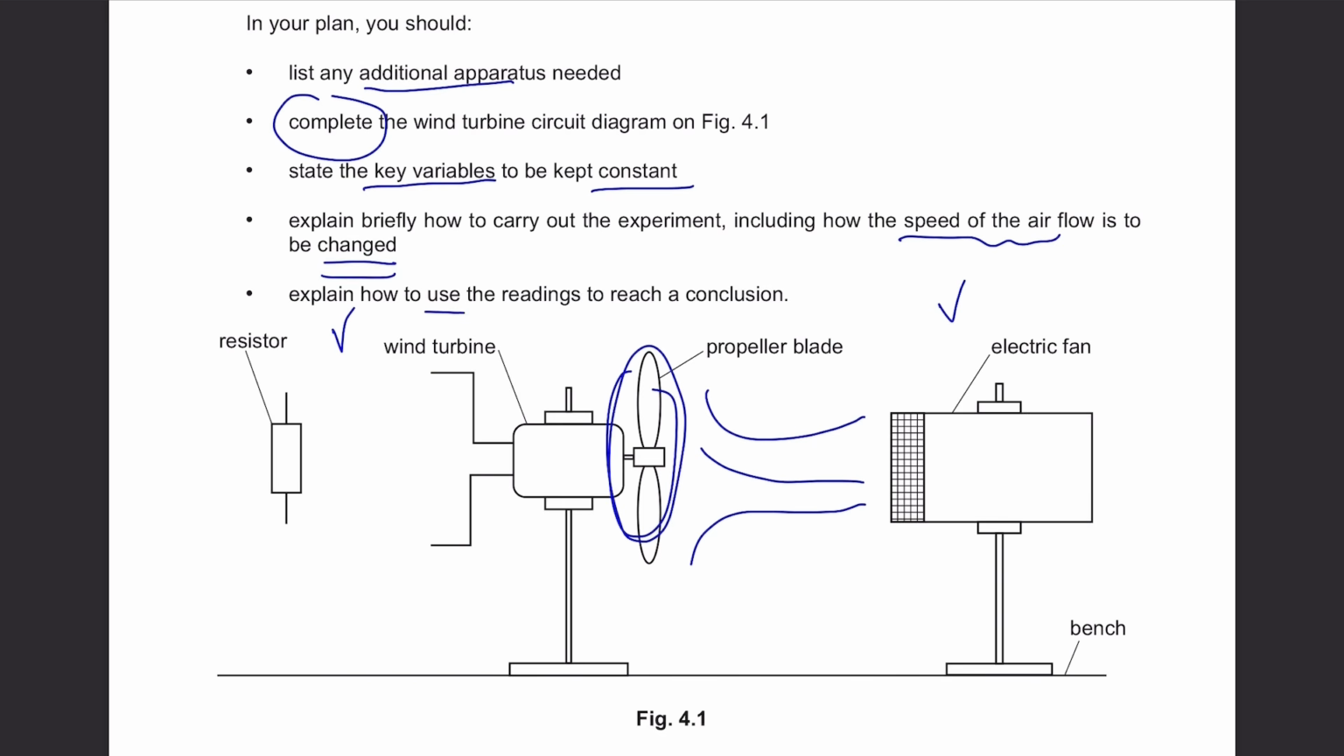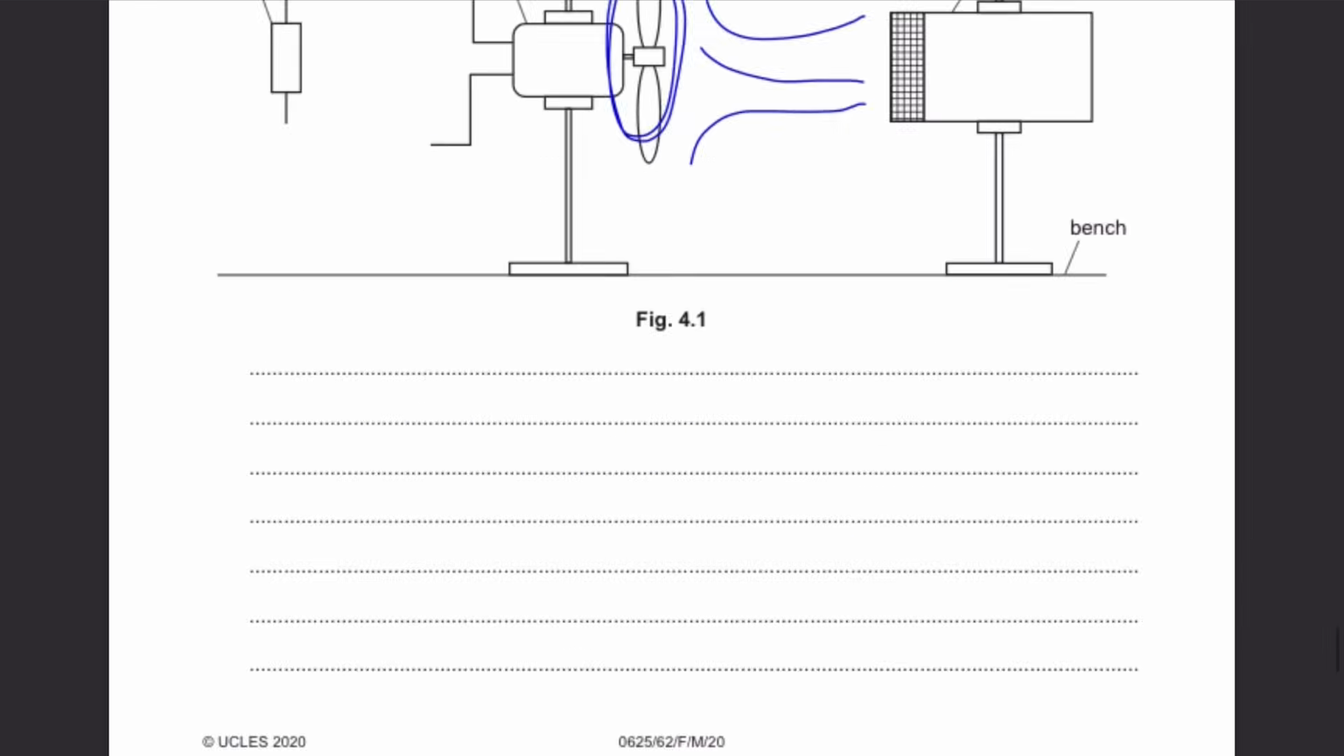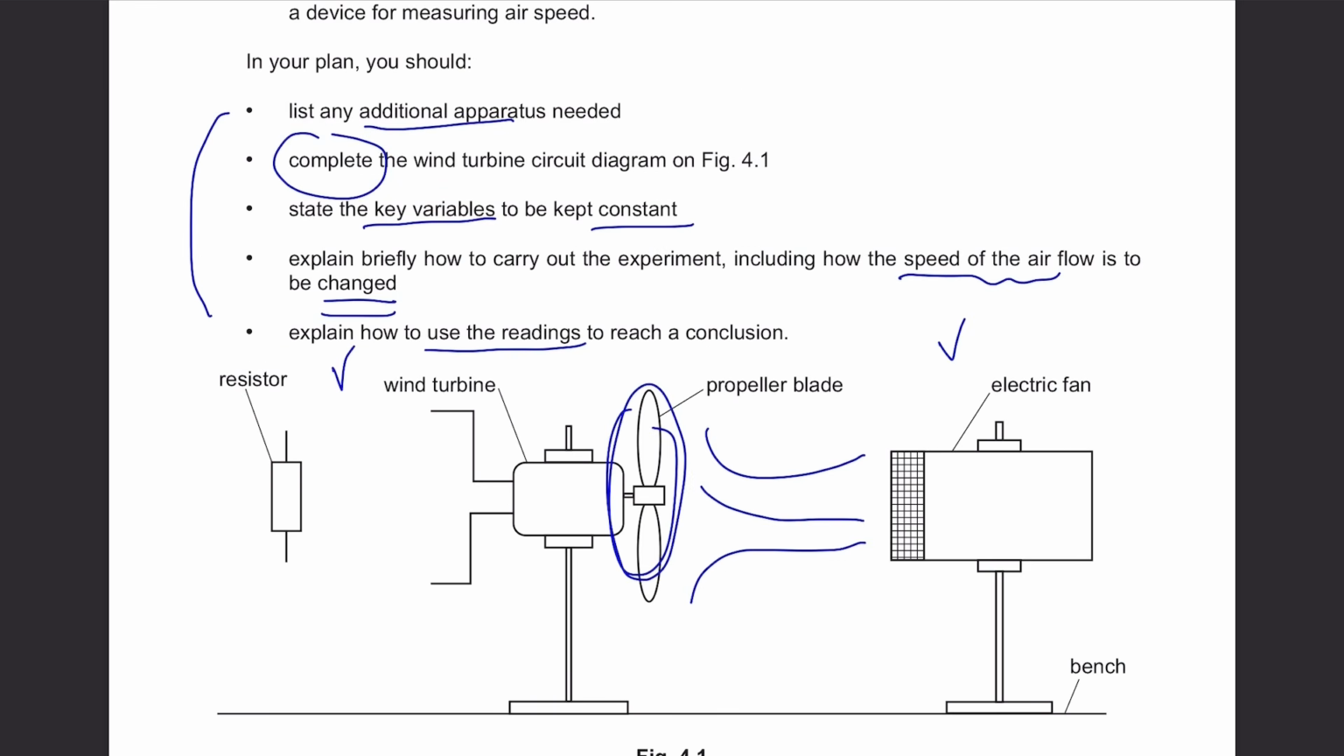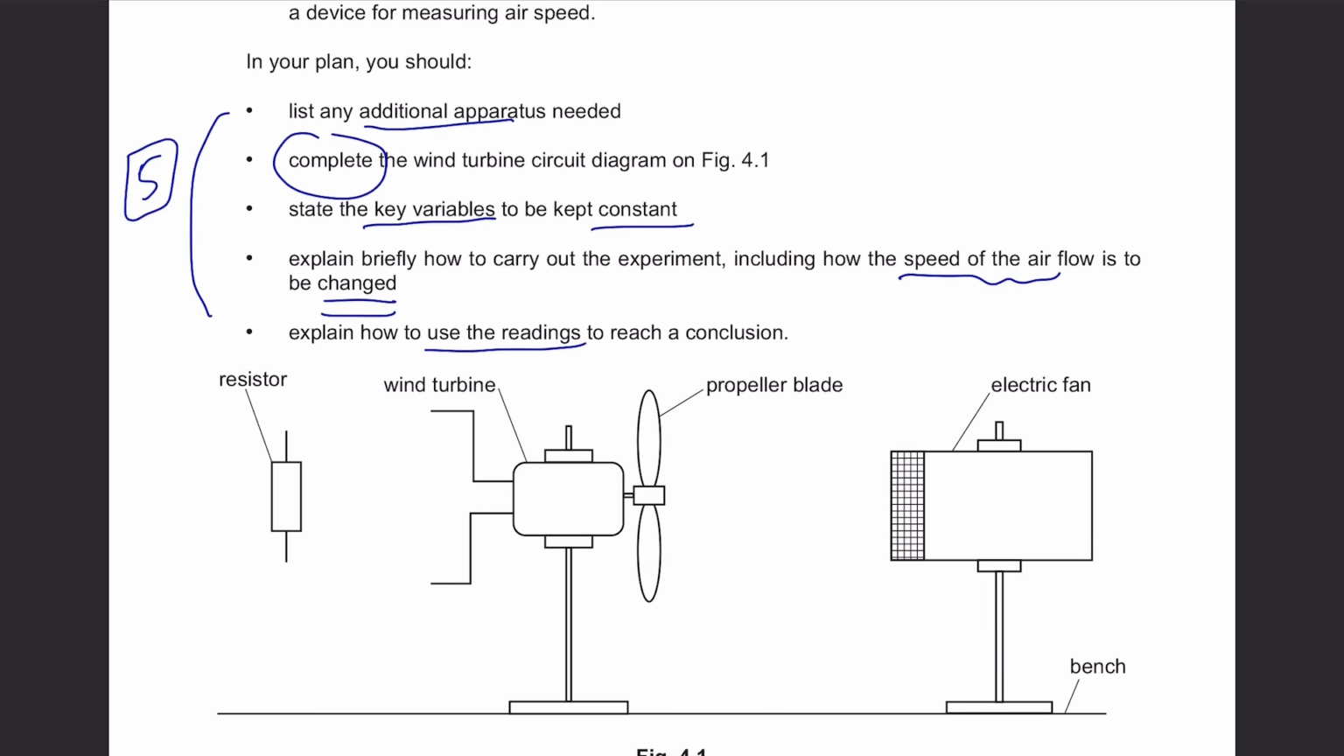Explain how to use the readings to reach a conclusion. Alright, this time question 4 is not that easy, maybe because questions 1 to 3 were not that hard, but we can just follow the steps. But not only follow the steps, because this is a 7-mark question, but they've only given you 5 points, and you have to figure out the other points. Well, let me explain how the experiment will go.